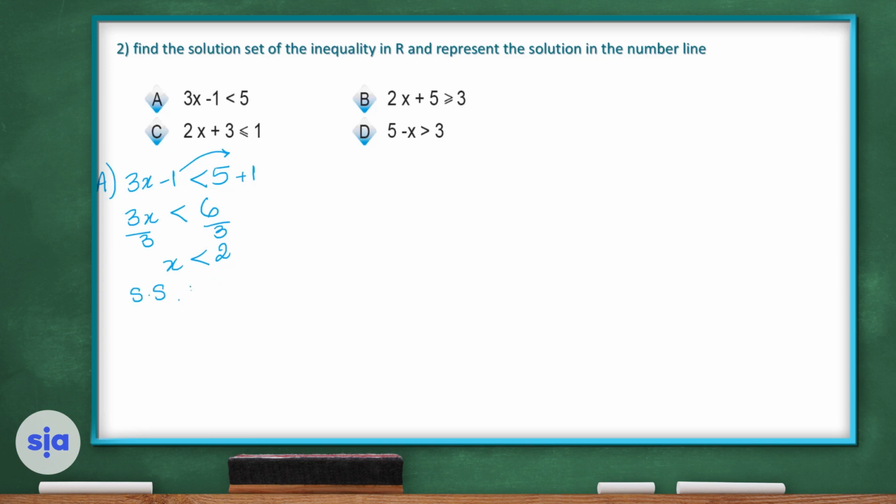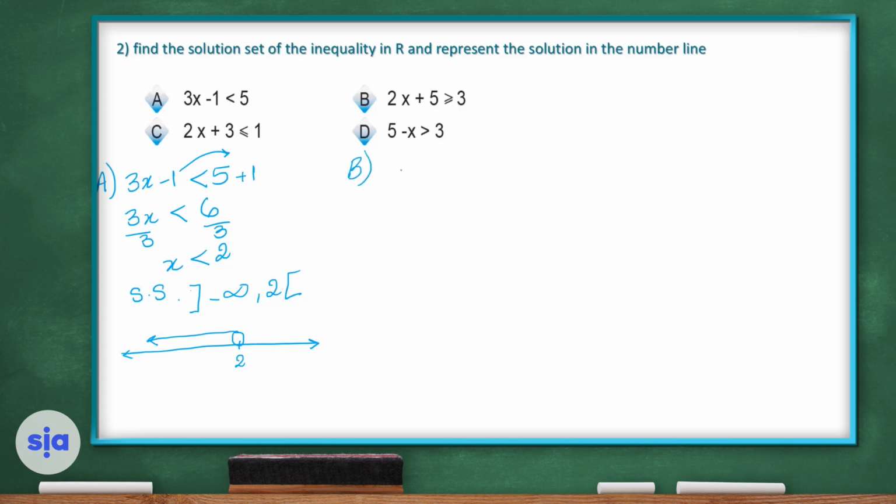The solution set is an interval that starts from negative infinity until 2 opened. For the number line, here's the number line from 2 opened all the way towards negative infinity.